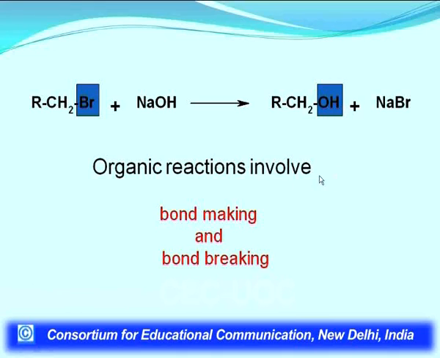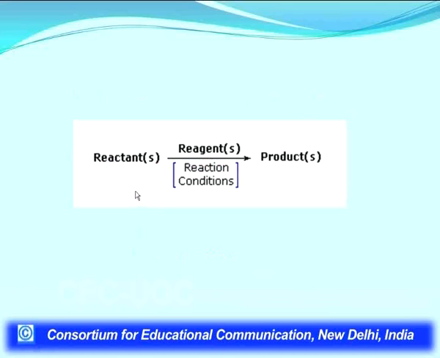So, basically we can say that organic reactions involve bond making and bond breaking, although even inorganic reactions involve the same thing, but since we are specifying organic reactions, I am using the term organic here. In general we can write a reaction with certain reactants, a molecule that we may call a reagent, and then certain reaction conditions, which are specified. Reaction conditions may involve temperature, pressure, solvent, etc. And then certain products are formed. This is the way we generally write a chemical reaction.